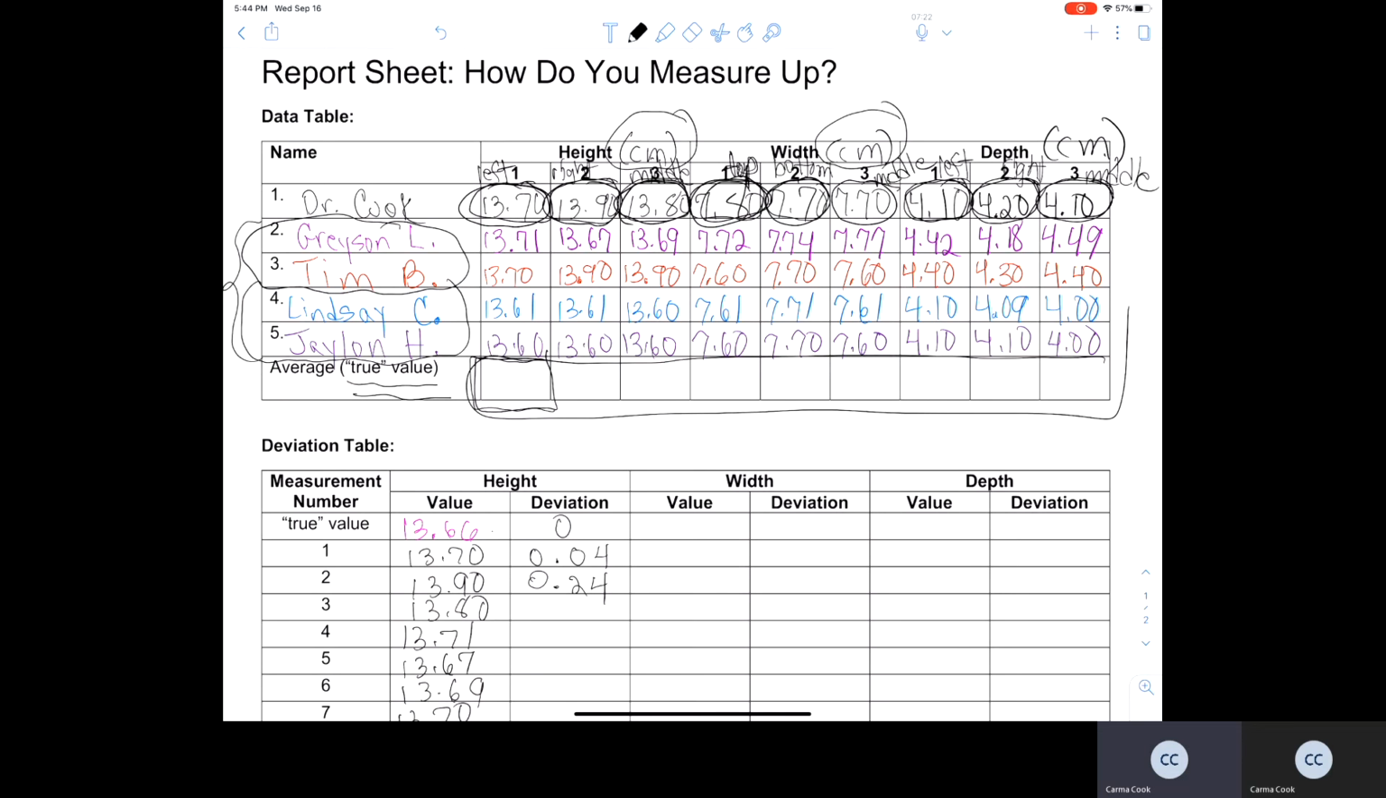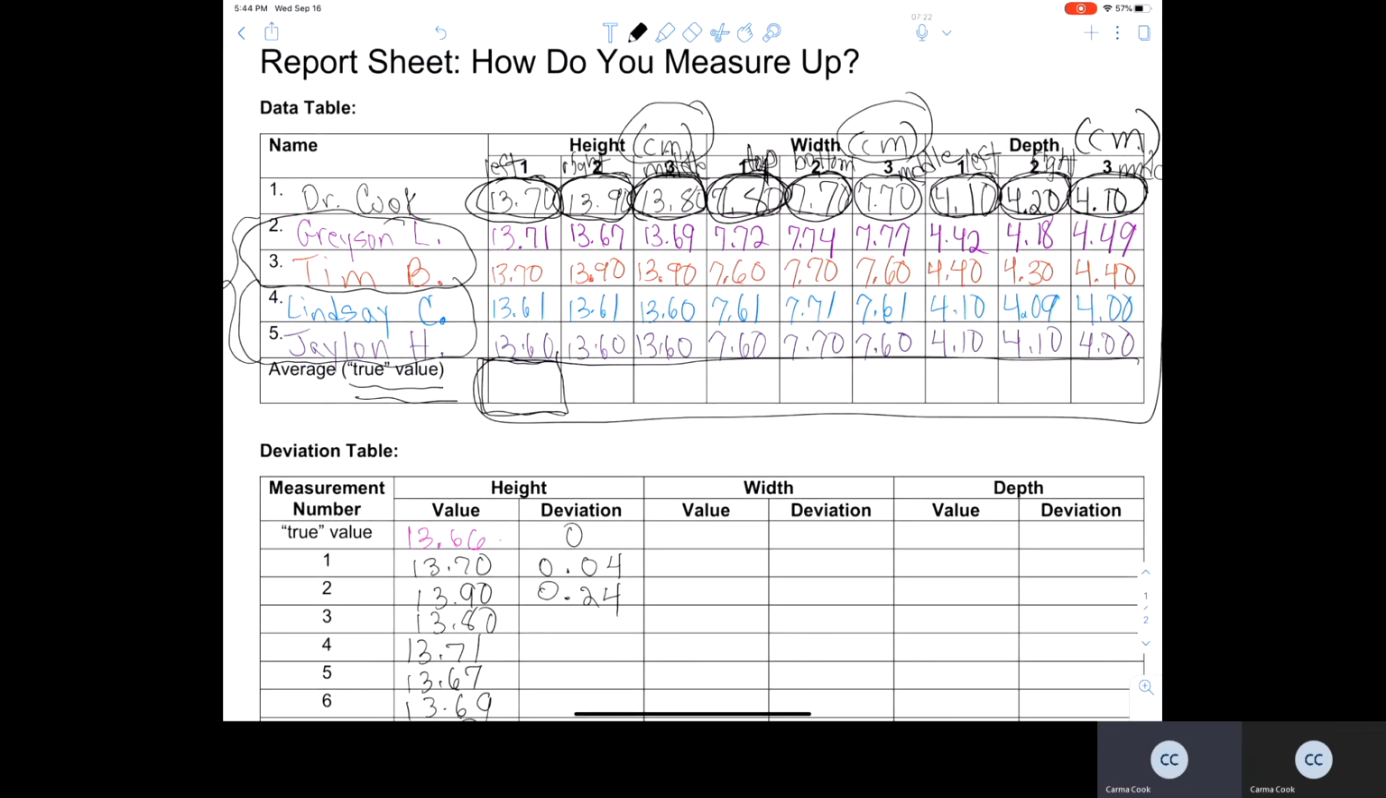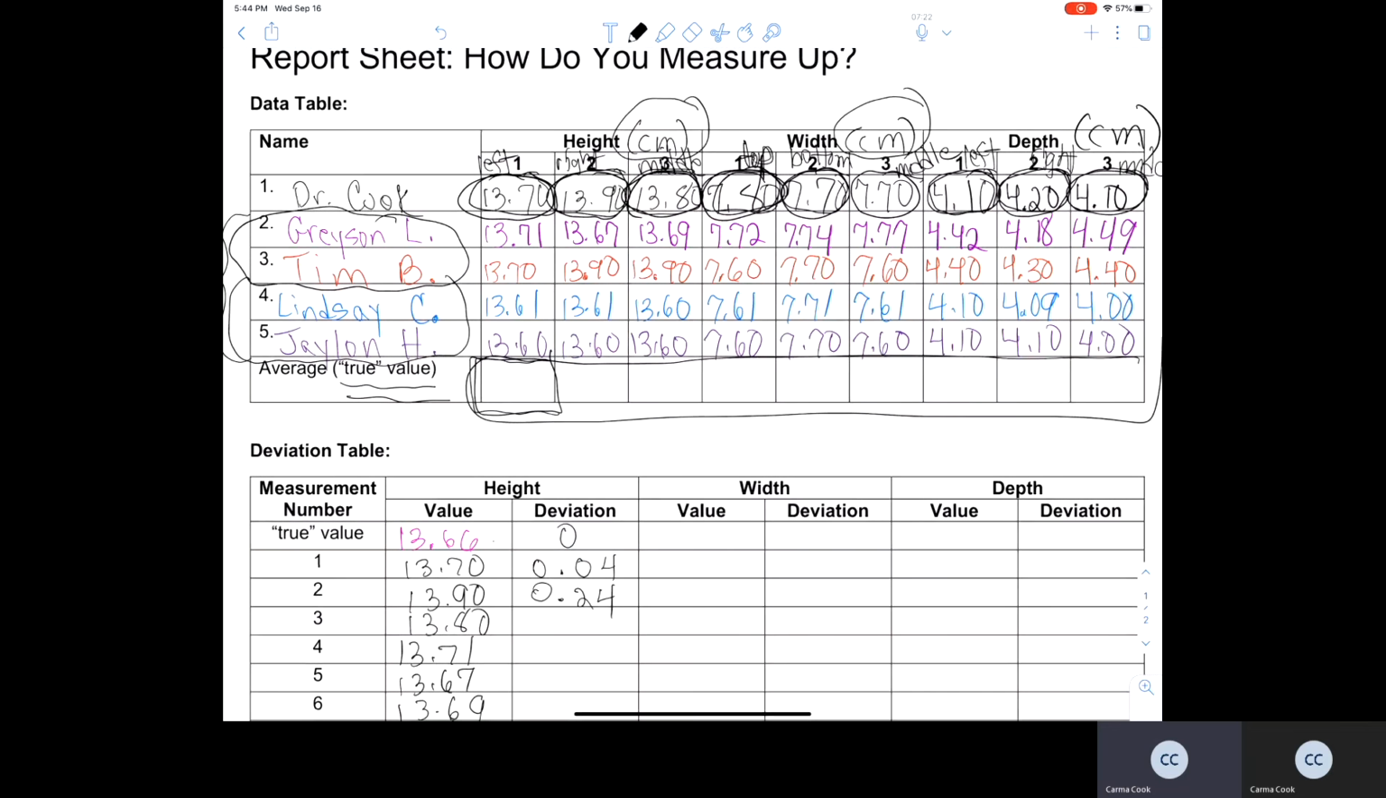And then in addition, I obtained the data from four of your peers, Grayson, Tim, Lindsay, and Jalen. And several other of your peers have already posted their data. And so I chose four of your peers and I wrote down their data, their three height values, and all units are centimeters. Their height, width, and depth data.